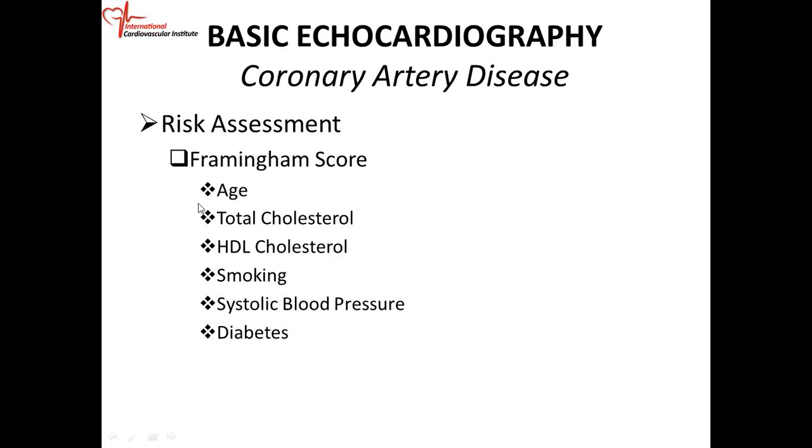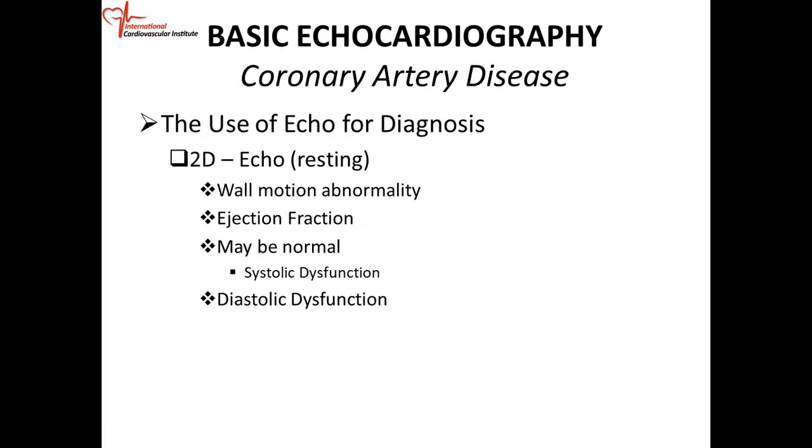So for the Framingham risk score, we look at the patient's age, total cholesterol, HDL, which is the good cholesterol, smoking history, yes or no, systolic blood pressure, and diabetes mellitus. We plug these into a table, and then we can give the risk, whether it's low risk, high risk, or intermediate risk.